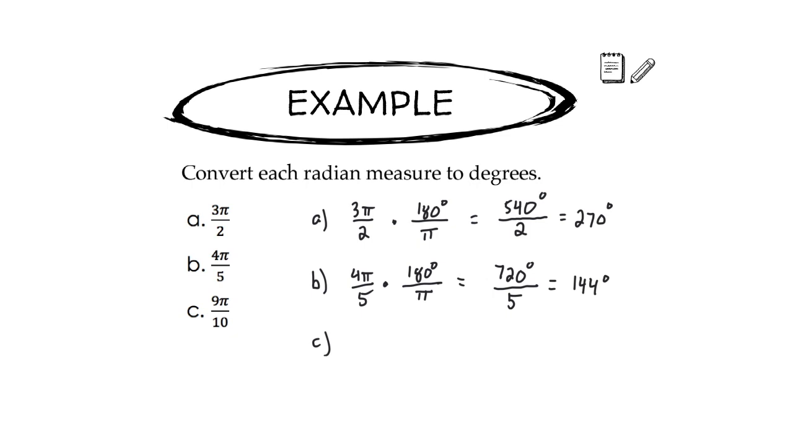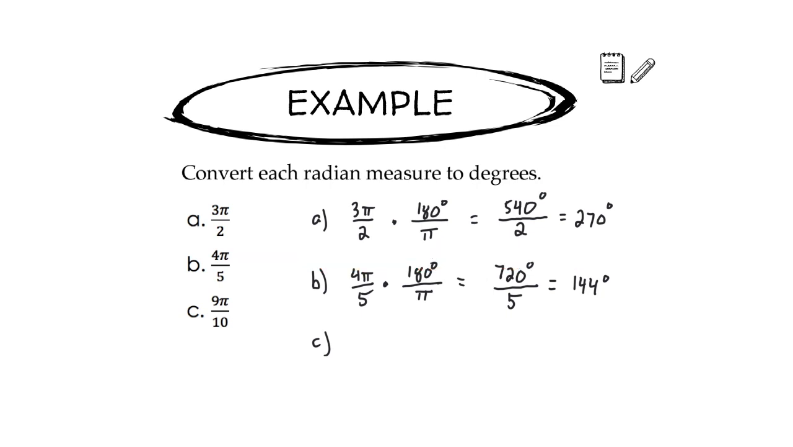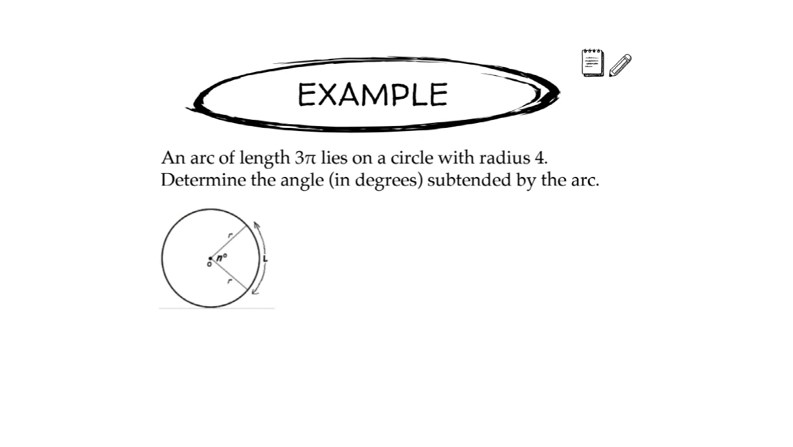Pause the video and see if you can figure out how many degrees are in 9 pi over 10 radians. Did you find that there were 162 degrees in 9 pi over 10 radians? If so, nice work. If not, give it another try before moving on. There are other advantages of radian measure besides the fact that it's a unitless measure of span. We'll see these in the next couple examples.